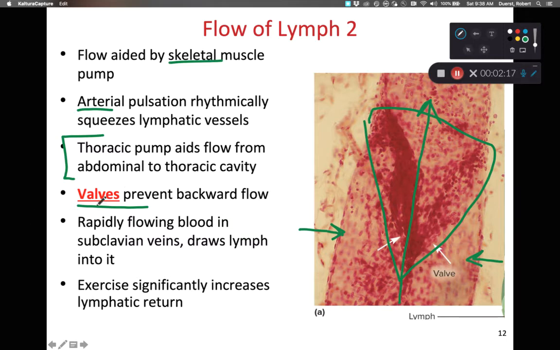As the fluid gets closer to the subclavian veins, we have, I believe it's called the Bernoulli effect: the relatively rapidly flowing blood within the subclavian veins sucks or draws a little bit of lymphatic fluid with it. And then a key factor here is exercise. Moving your body is going to really maximize the rate of the flow of lymphatic fluids.